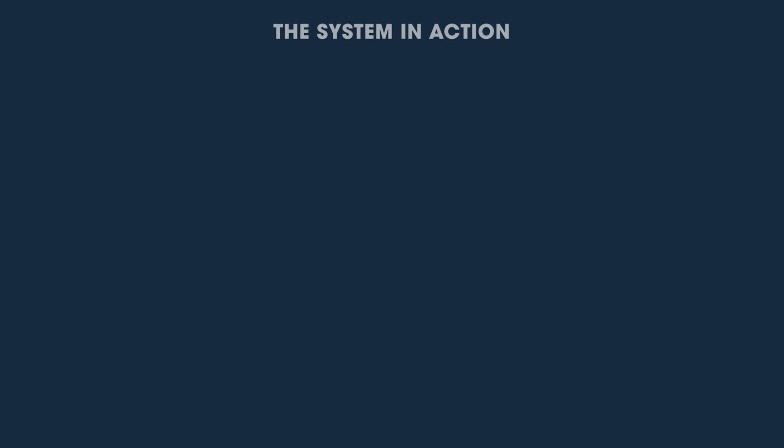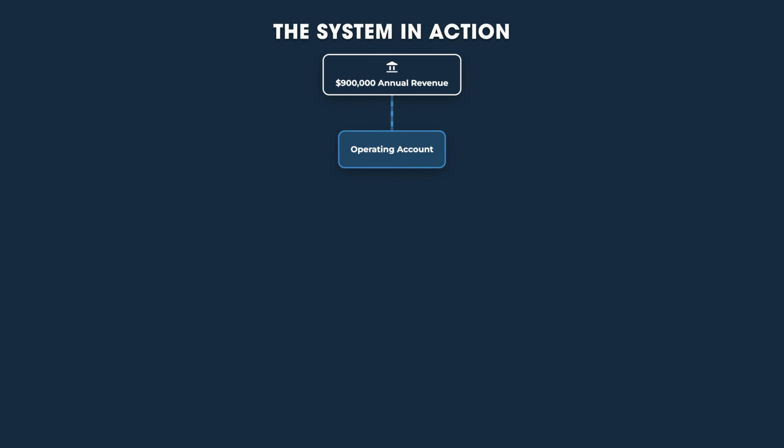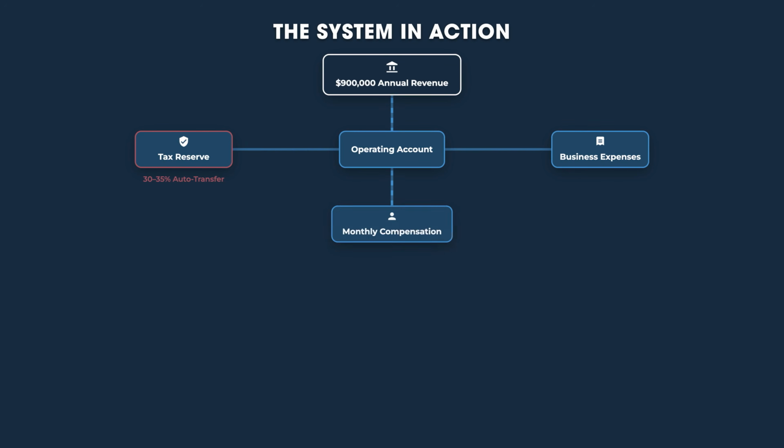After starting to work with us and implementing a structured cash flow system, her cash flow looks like this. $900,000 of annual revenue enters her operating account or business hub account. From there, about 30% moves automatically to a tax reserve account, and approximately 25% is moved to her solo 401k. Business expenses are paid from the operating account and often through a business credit card, and Sarah then pays herself a structured monthly salary. From there, we've set up rules on when distributions should happen and at what rates, and we send those out quarterly.